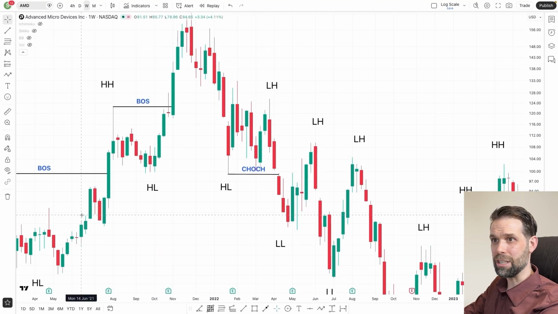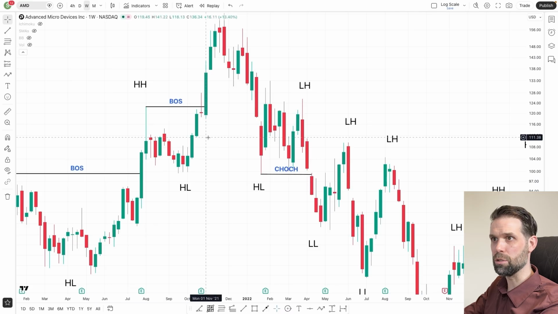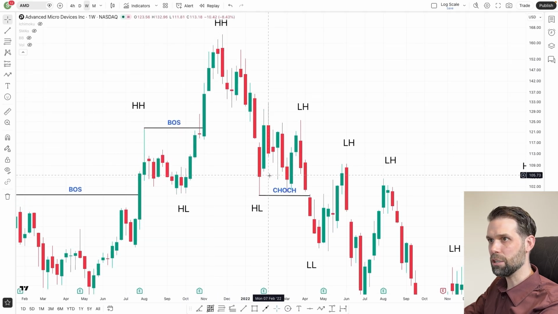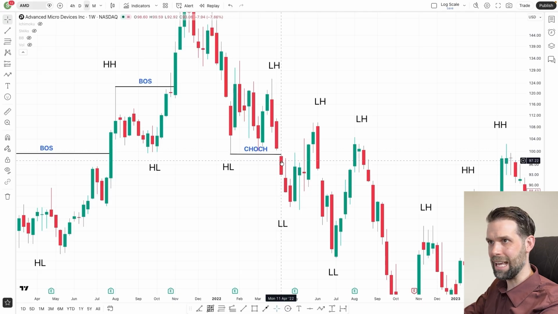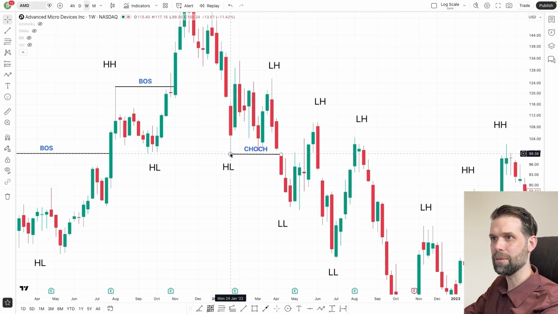So the character here was bullish. We made breaks of structure to the upside. The trend was bullish, but the market structure changed in this area. We had a change of character where we're no longer making higher lows. We make a lower low, and when this candle closes below the previous higher low, we have a change of character.